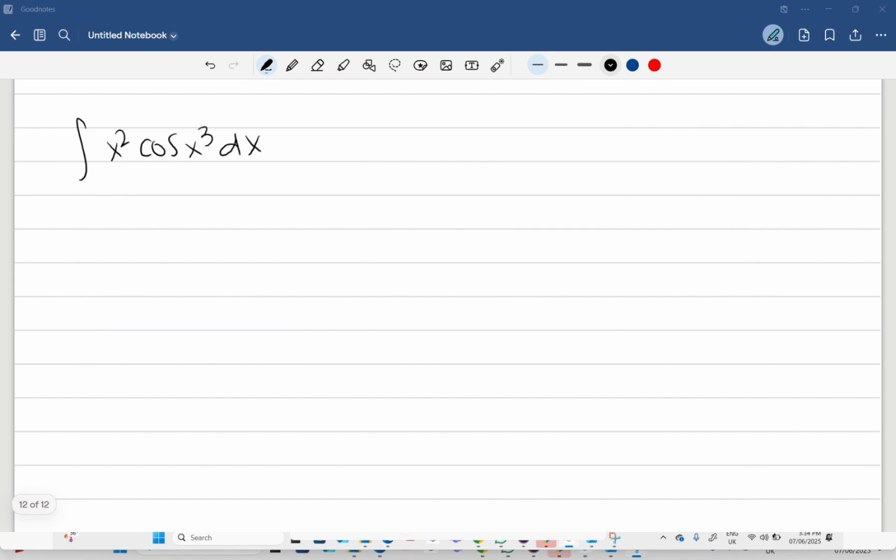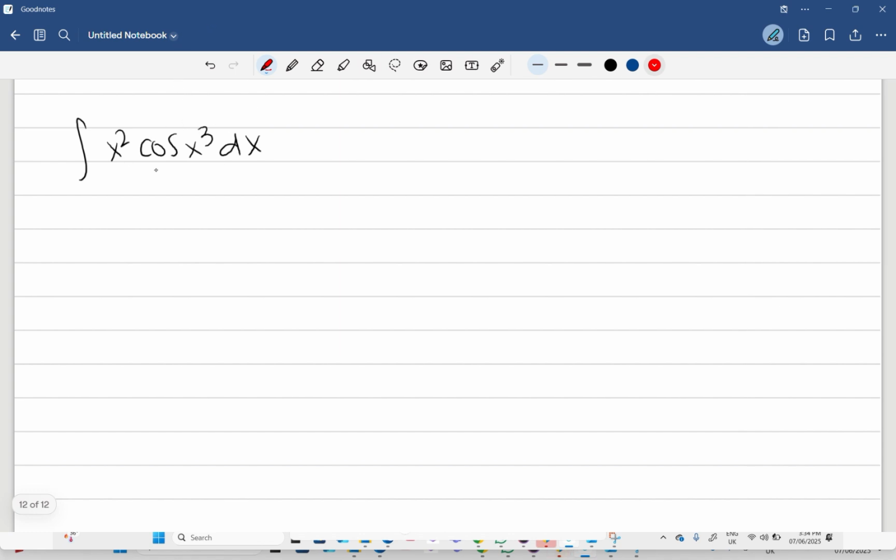Here's my new question. I have the integral of x squared cosine x cubed. Now, if I look at this carefully, I need something I can cancel, right? Something where I can find its derivative in the equation. If I look here at x squared, for example, its derivative is 2x. Can I find 2x anywhere here? No. Let's say I take x cubed. It's going to be 3x squared. Can I find x squared here? Yes, I can. So I'm going to take x cubed as my u.